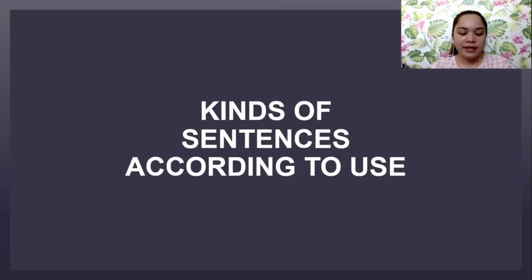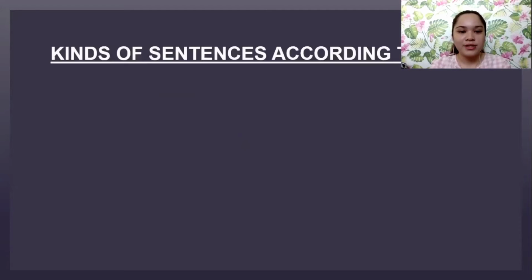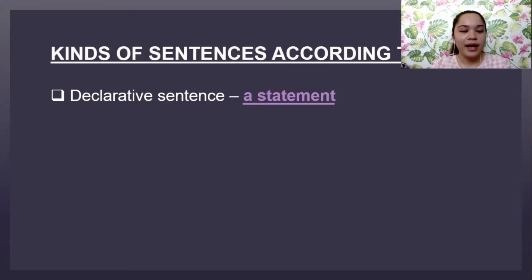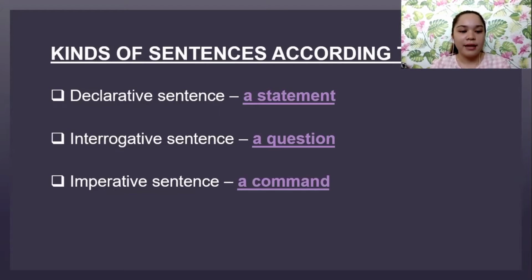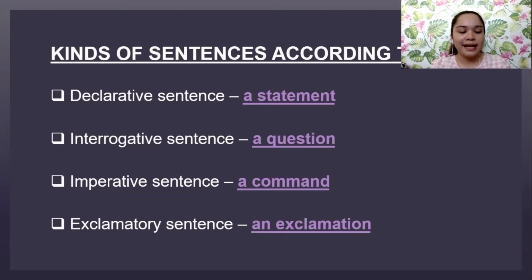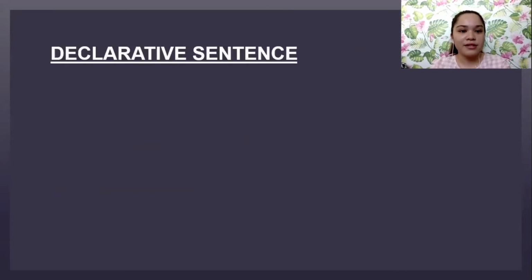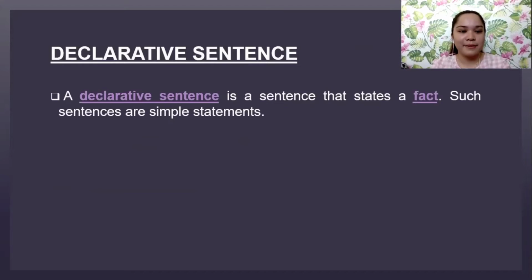Okay, so in this part, we will be tackling the four types or kinds of sentences according to their use. The following are declarative sentence, a statement; interrogative sentence, a question; imperative sentence, a command; and exclamatory sentence, an exclamation.